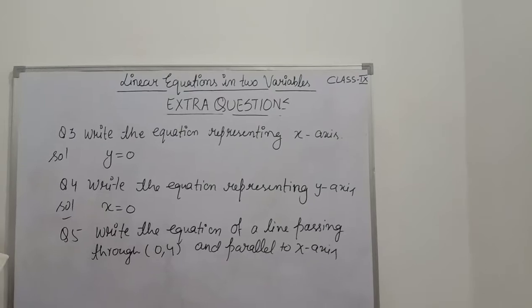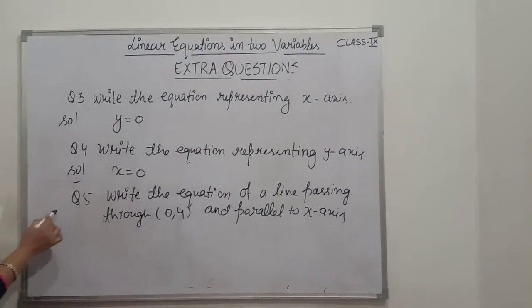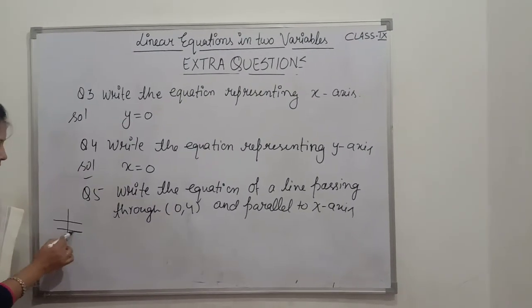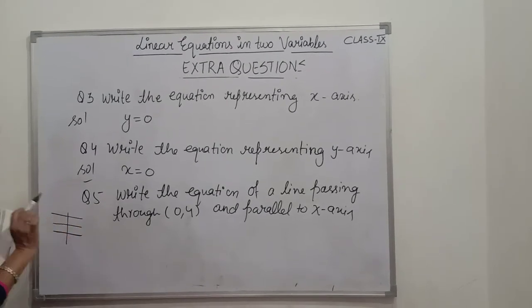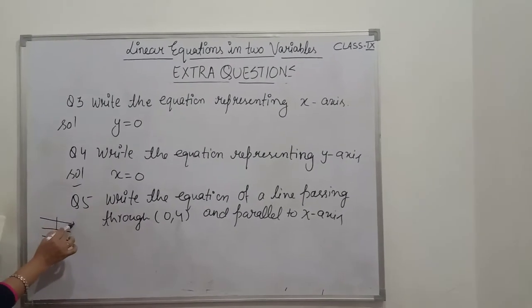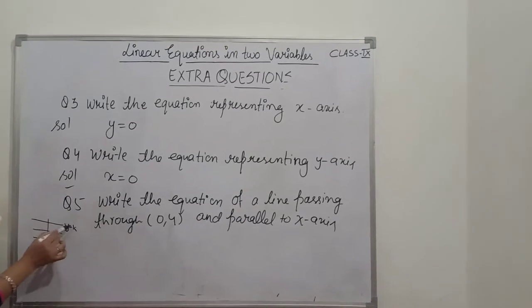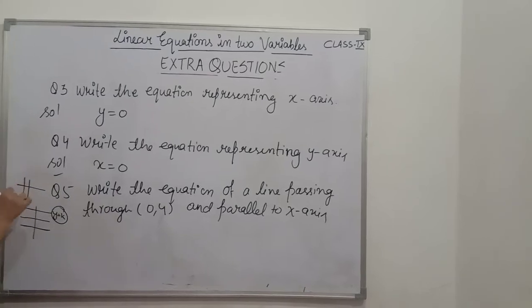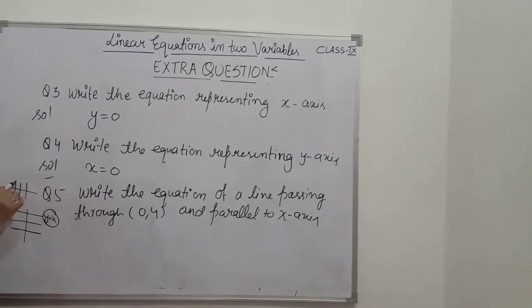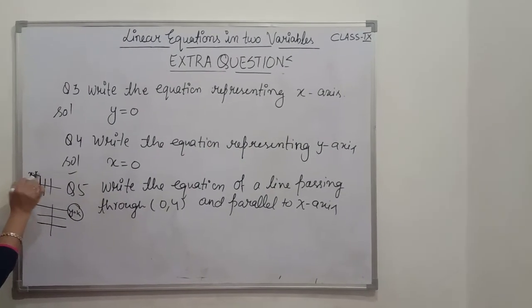So student, you should know that whenever a line is parallel to x-axis, जब भी कोई लाइन x-axis के पैरेलल होगी, चाहे above हो चाहे below हो, तो इसकी इक्वेशन क्या होगी? y is equals to some constant. और जब भी कोई लाइन पैरेलल होगी y एक्सिस के, चाहे वो इस साइड पे हो या इस साइड पे हो, तो इस लाइन की इक्वेशन होगी x is equals to some constant.